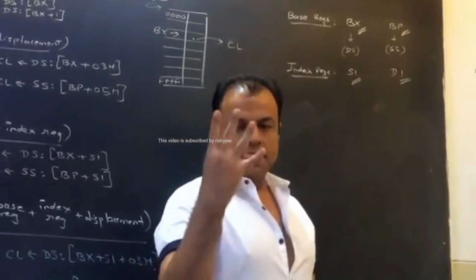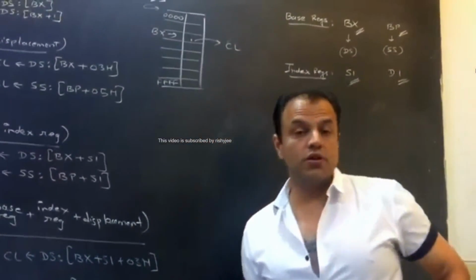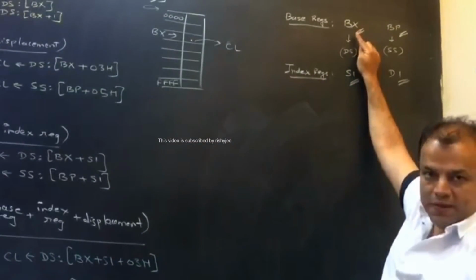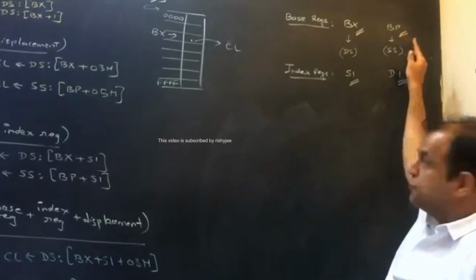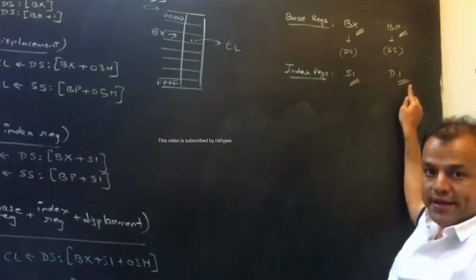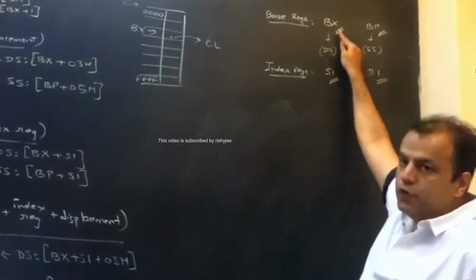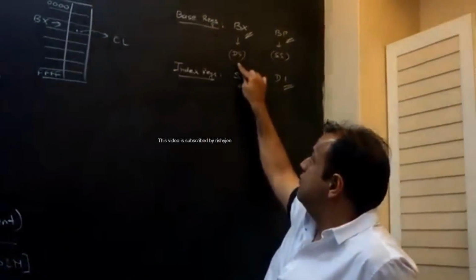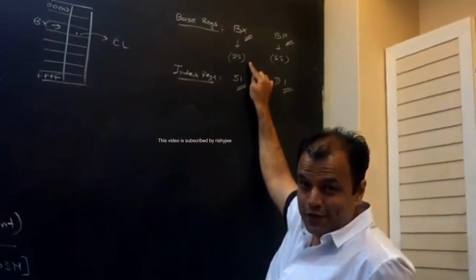So altogether, there are only 4 registers out of all the registers of 8086 that can come inside that bracket. You can use either BX or BP or SI or DI. The trick is, if you use BX or SI or DI, it will work on the data segment. Listen carefully.